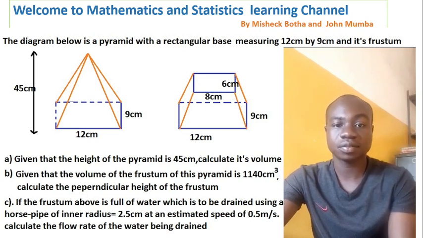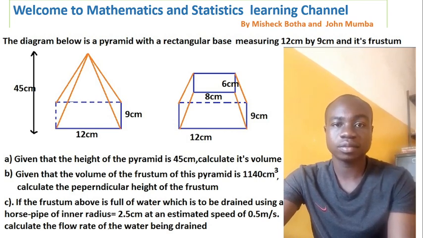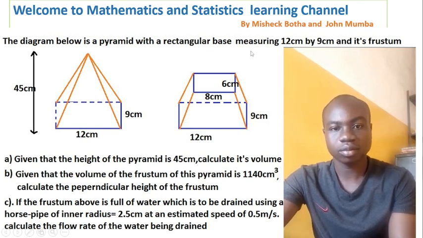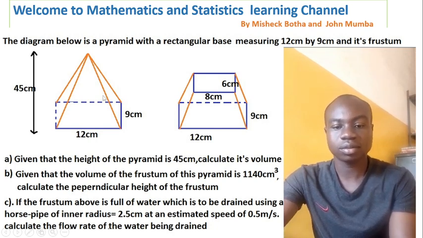Okay, I received this video from one of you guys, who posted that you really need to know how you can analyze and solve this question under pyramid and frustums. So the question reads, the diagram below is a pyramid with a rectangular base measuring 12 by 9 centimeters and its frustum, as we can see below here.